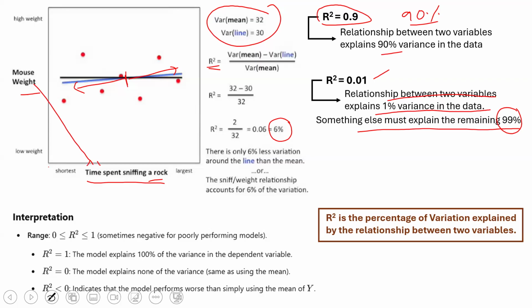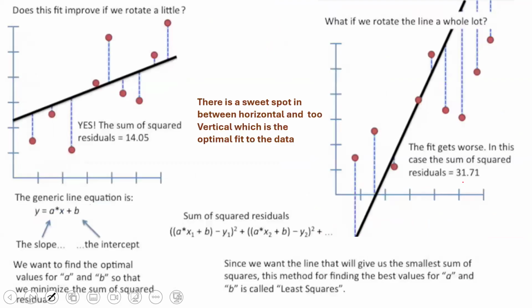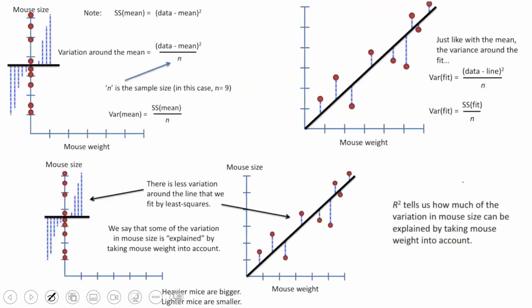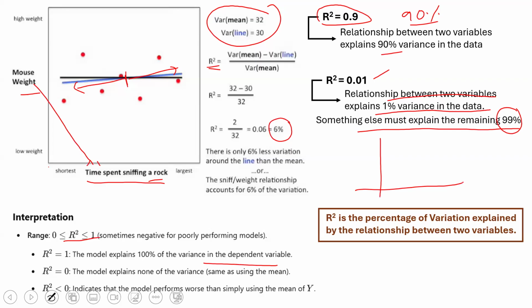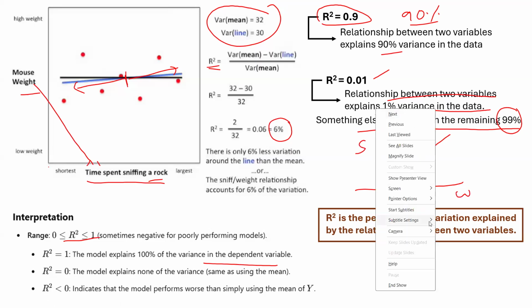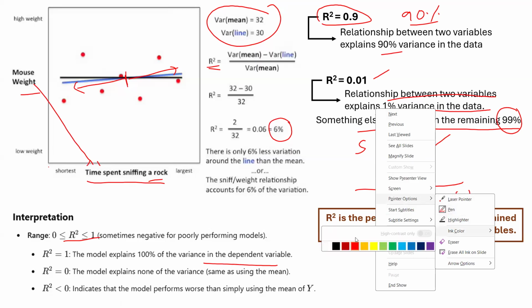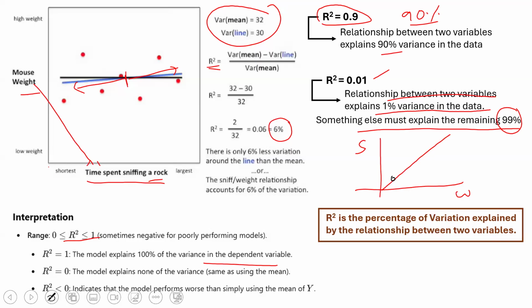Okay, if you look at this, R square will always be between 0 and 1. If R square is equal to 1, the model explains 100% of variation in the dependent variable. Okay, that means 100% of variation in the dependent variable, I think I should show you an example here. Perfectly fit. So if you take this as a line, and this is weight, and this is size, and the points look like this, here R square is equal to 1.